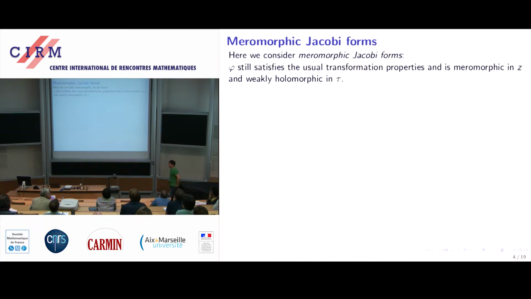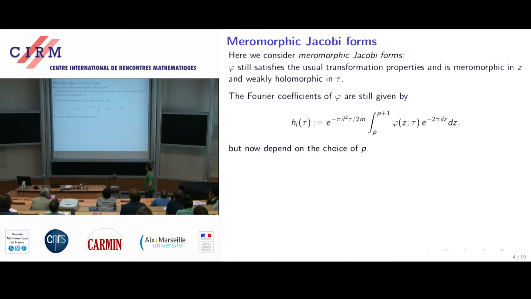So one way of attacking the problem is to look at Fourier coefficients of meromorphic Jacobi forms. We allow poles in the z variable. In the tau variable, it's still holomorphic. I don't require a growth condition, so it's actually weakly holomorphic. It could blow up at poles. I don't care.